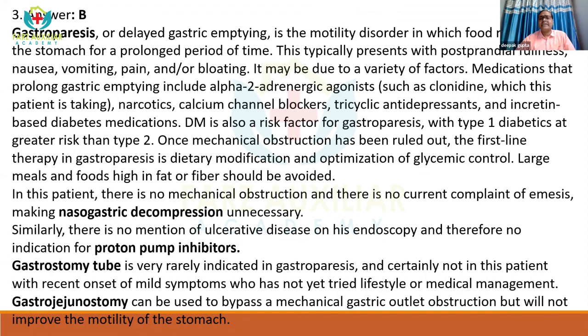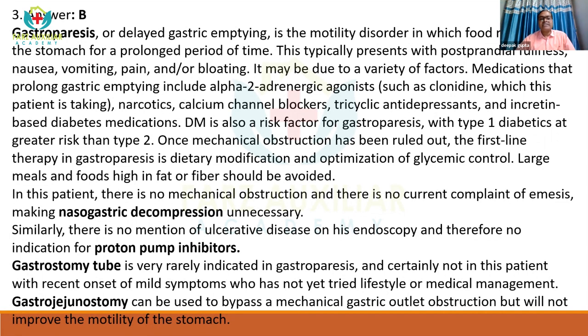Causes of prolonged gastric emptying include alpha-2 adrenergic agonists. See, in the question itself, first they have given that the patient was started on clonidine. Clonidine is one of the drugs which causes gastroparesis. Narcotics also cause it, as do calcium channel blockers, TCAs, and diabetes medications. Diabetes mellitus is also a risk factor for gastroparesis. Only once mechanical obstruction has been ruled out, the first-line therapy for gastroparesis is dietary modification and optimization of glycemic control. Large meals and foods high in fat and fiber should be avoided.